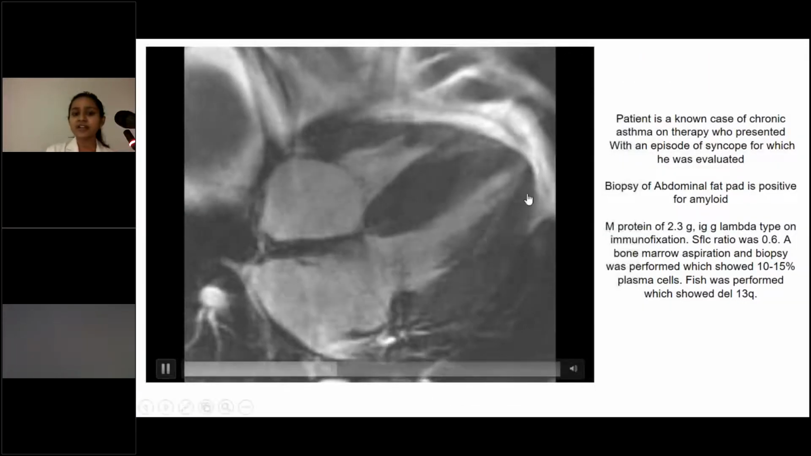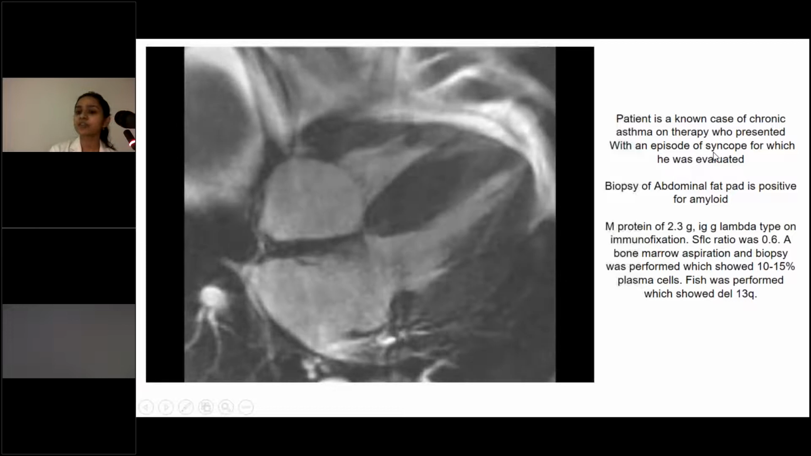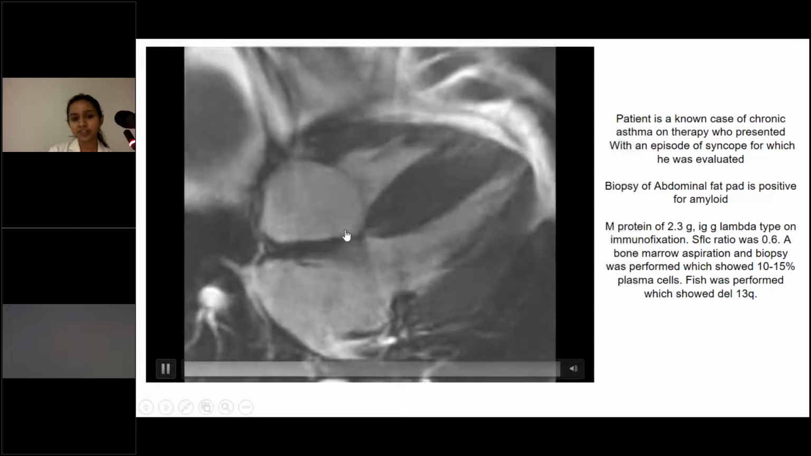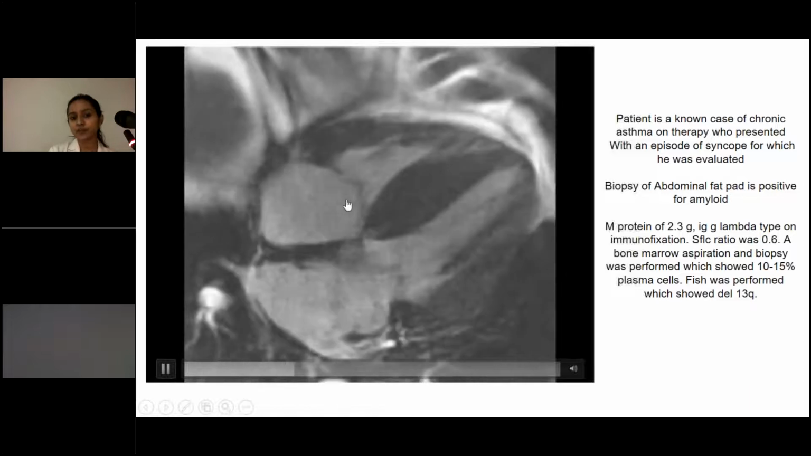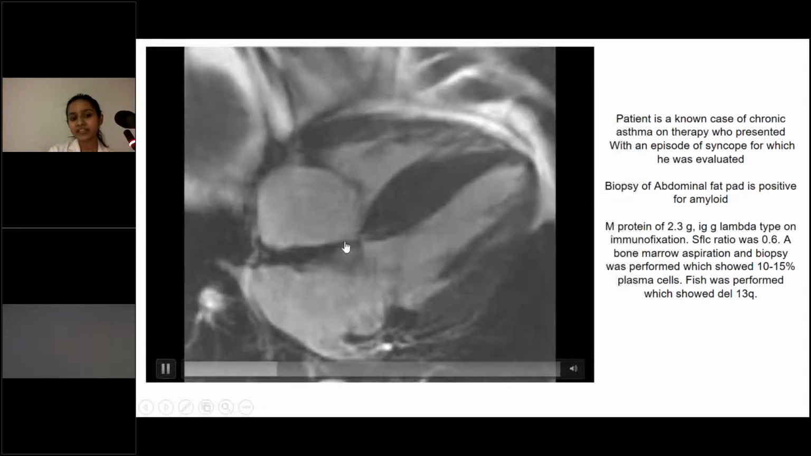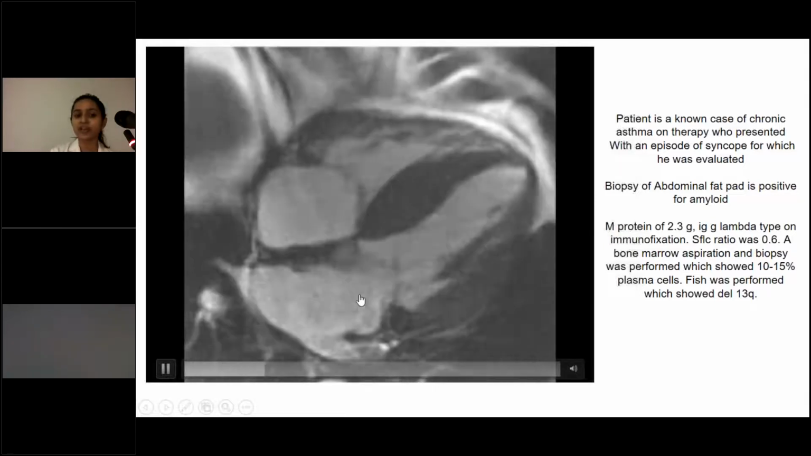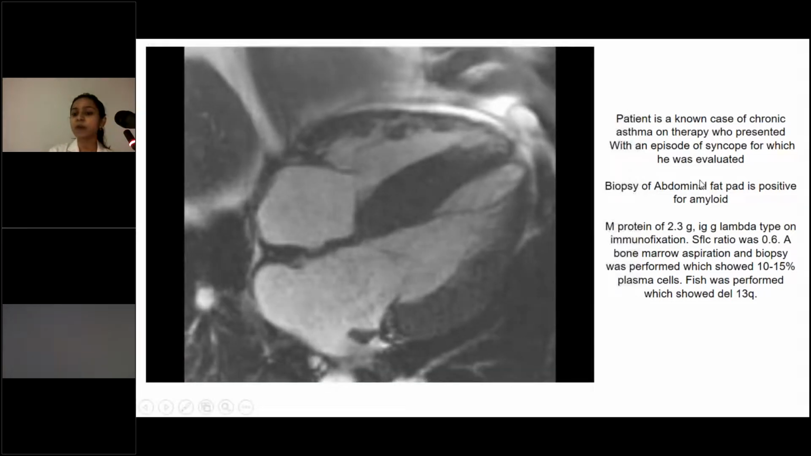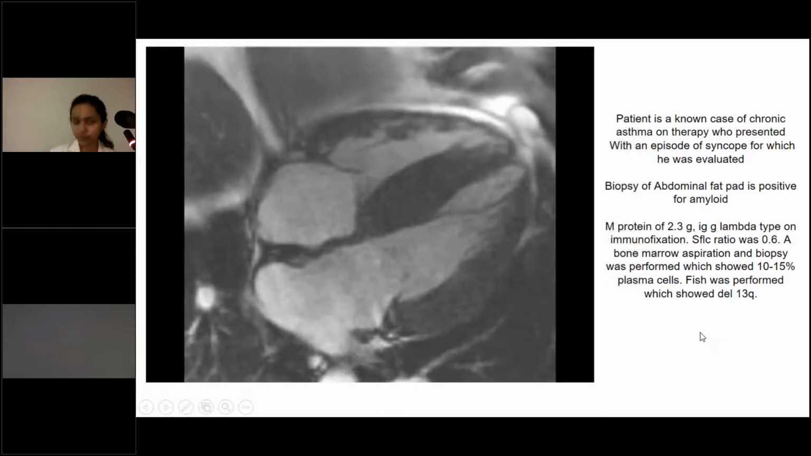So this is again a cine image where this was a patient of chronic asthma on therapy who had presented with an episode of syncope, for which he was evaluated. Cardiac MRI was performed for this patient, in which in these cine sequences we can see the left ventricle is diffusely hypertrophic. Along with this, we can see that the right ventricular wall is also thickened, and more specifically we can see thickening of the interatrial septum, and thickening of the posterior wall of the right atrium is also noted. Based on these findings, a suspicion of cardiac amyloidosis was raised, and subsequently biopsy of abdominal pad was positive for amyloid, and the myeloma workup was also positive for this patient.